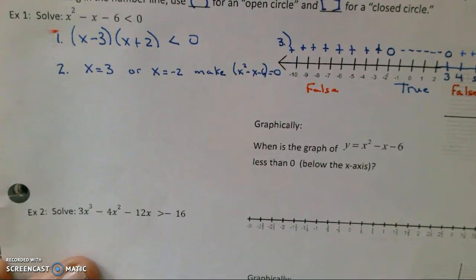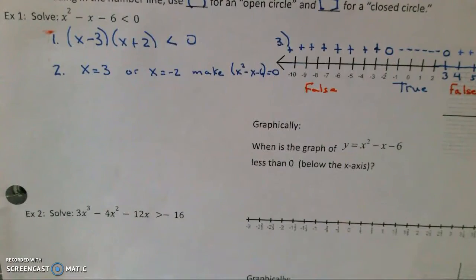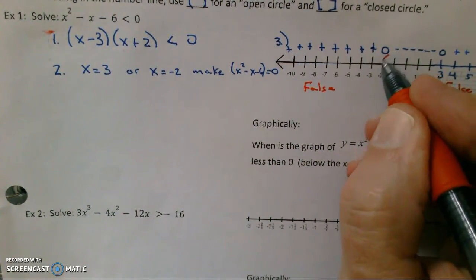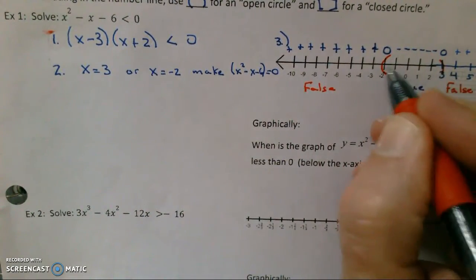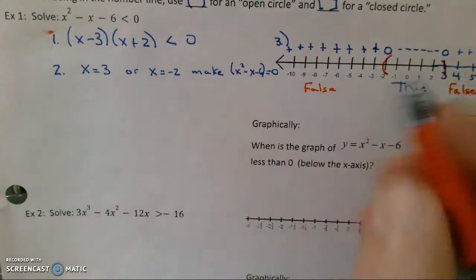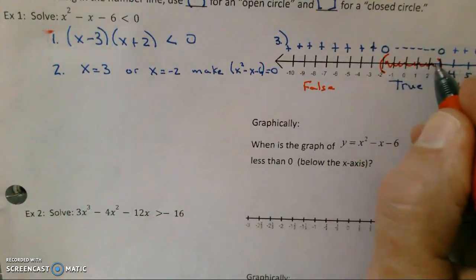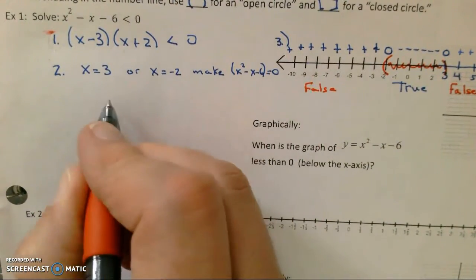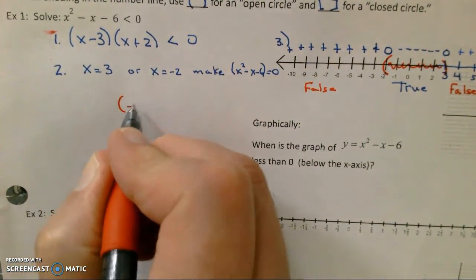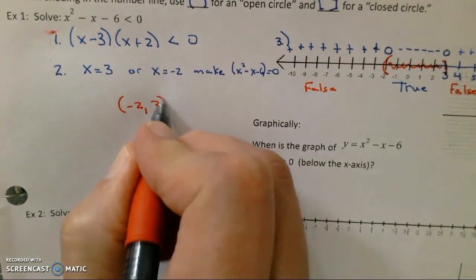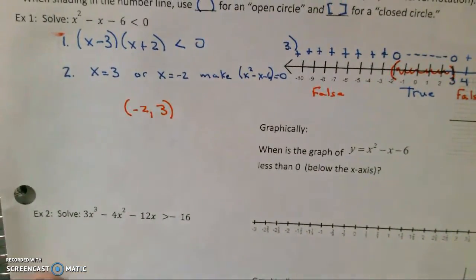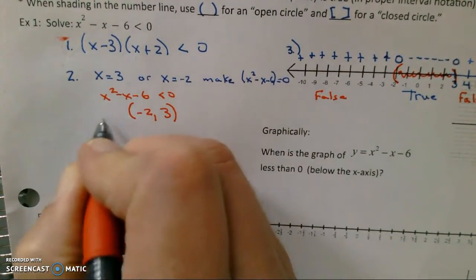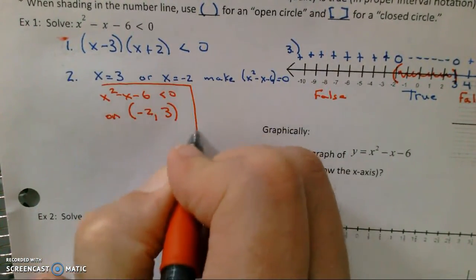So, based on what we've done here, we can see that from negative 2 to 3, on this interval right here, the function would be negative, the product would be negative, and that would make our inequality true. So what we want is the interval where this is true, and the interval where this is true is as we go from negative 2 up to, but not including, positive 3. So we can say that x squared minus x minus 6 is less than 0 on this interval that we have right here.